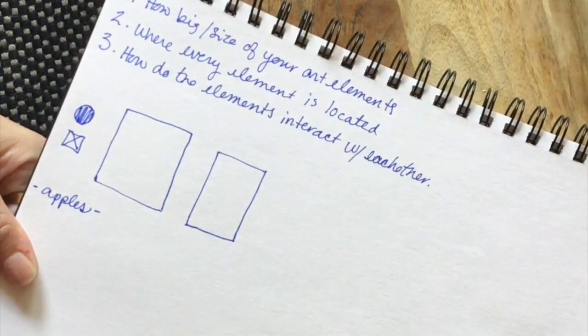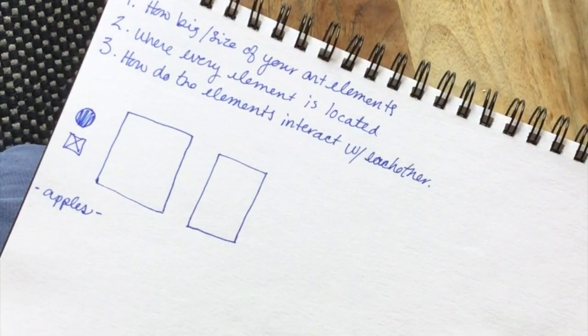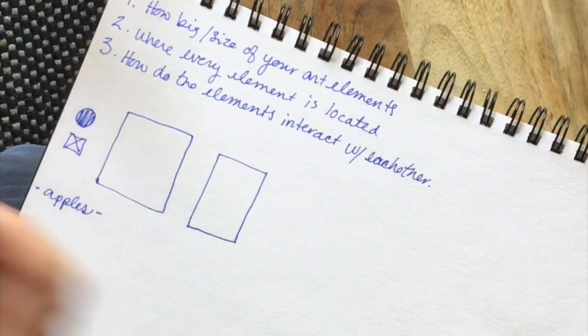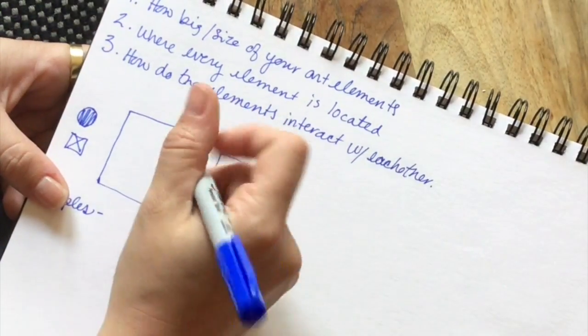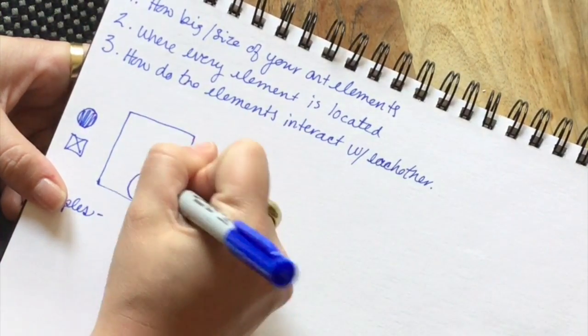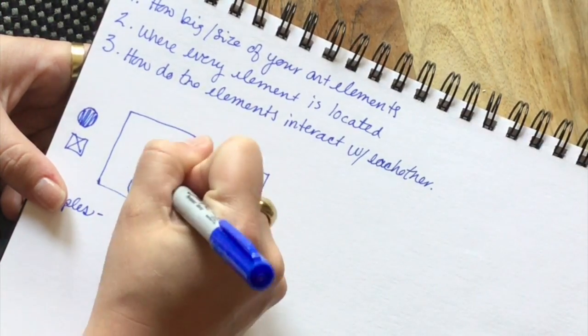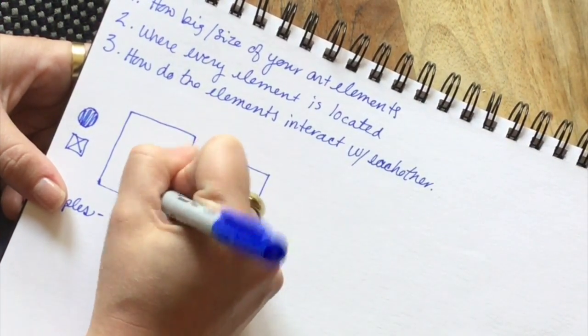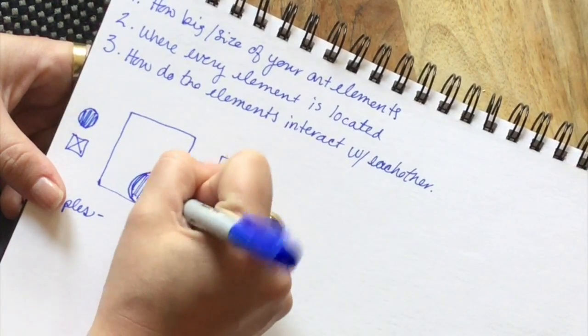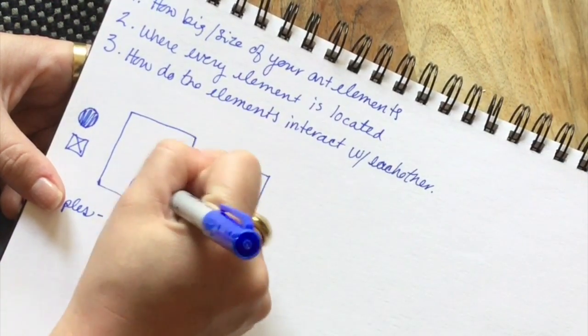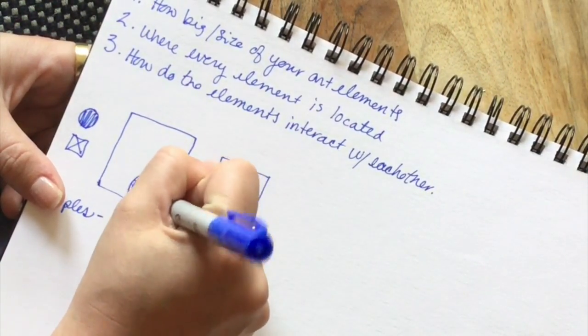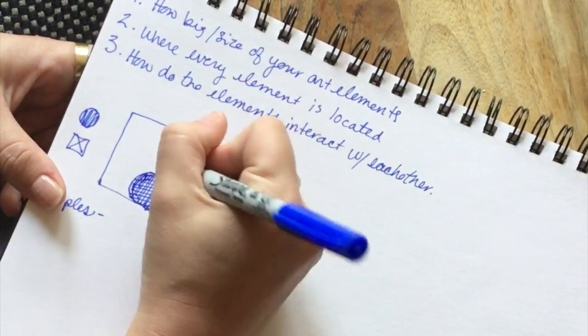So in this case, I'm going to focus on how big or what size my elements are. So maybe in this first sketch, I'll just do a bigger apple, and maybe in my final project, I would color it in. It could be black and white, it could just be a line, but maybe this idea, I kind of picture it colored in.